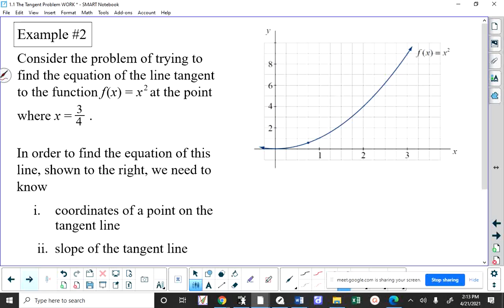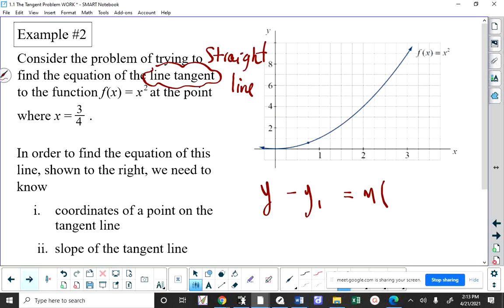So how do you determine the equation of a line? I mean, you should know a tangent line is a straight line. And a straight line has an equation that's found using the point slope formula, right? That's what we learned in the first lesson today, or we reviewed it. So what are the things that you need to know?